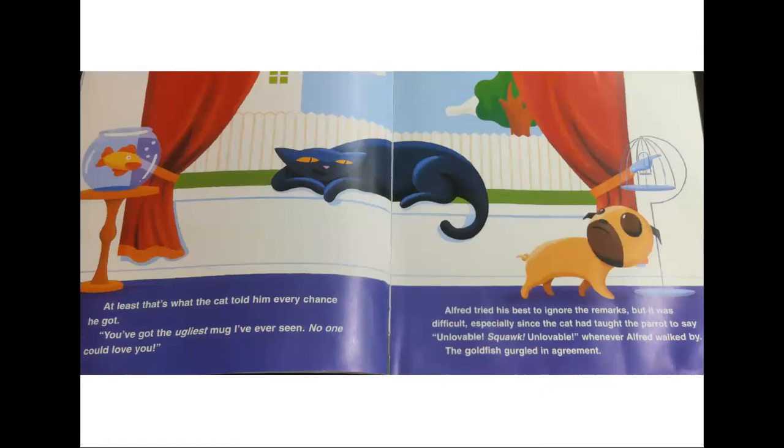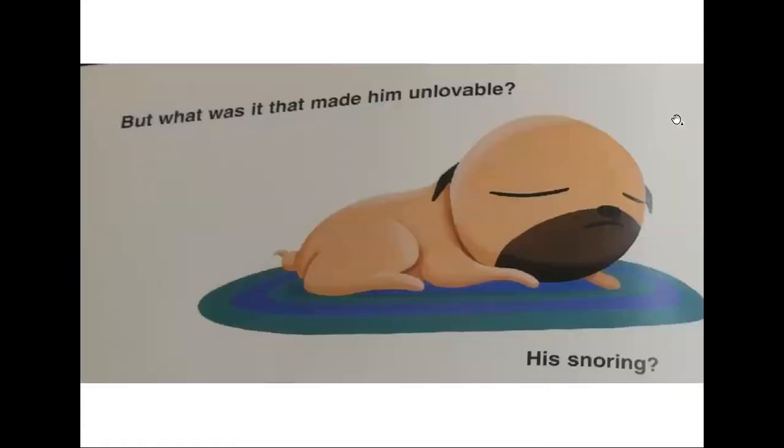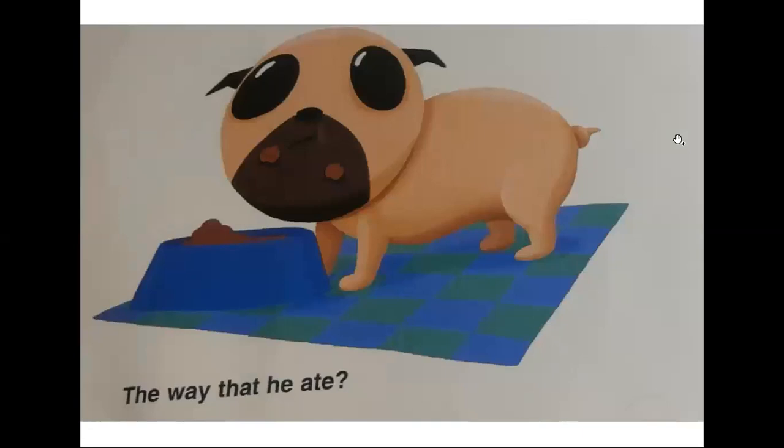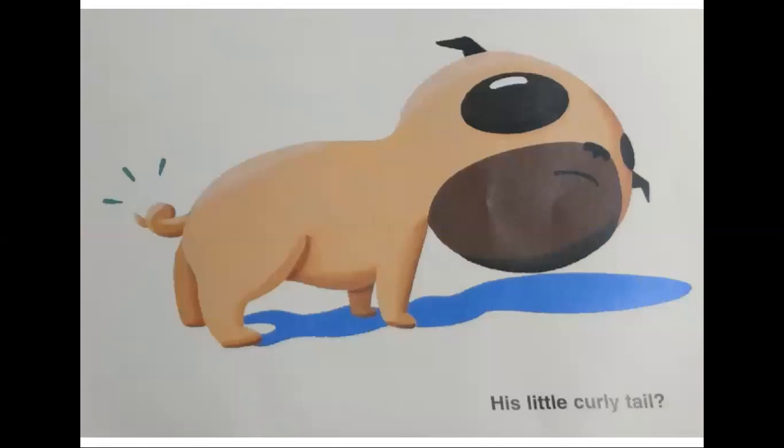Alfred tried his best to ignore the remarks, but it was difficult, especially since the cat had taught the parrot to say, unlovable, squawk, unlovable, whenever Alfred walked by. The goldfish gurgled in agreement. But what was it that made him unlovable? His snoring? The way that he ate? His little curly tail?